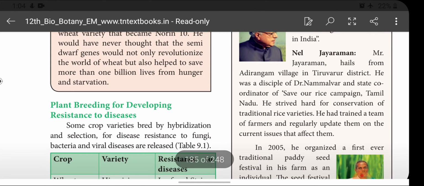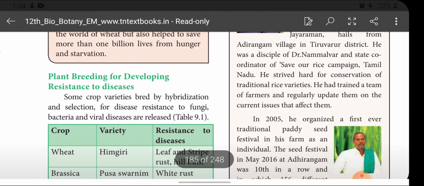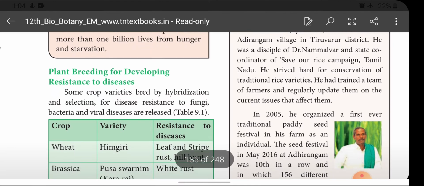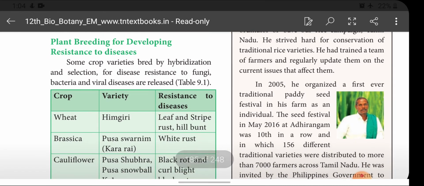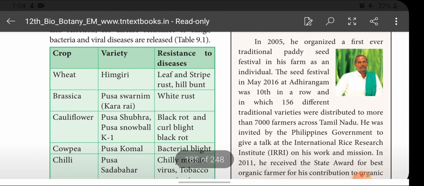Then plant breeding for developing resistance to diseases. Some crop varieties bred by hybridization and selection for resistance to fungal, bacterial and viral diseases are released. For example, in the crop wheat, the variety Himgiri is resistant to leaf and stripe rust and hill bunt. In Brassica, the variety Pusa Swarnim, Karan Rai, is resistant to white rust.